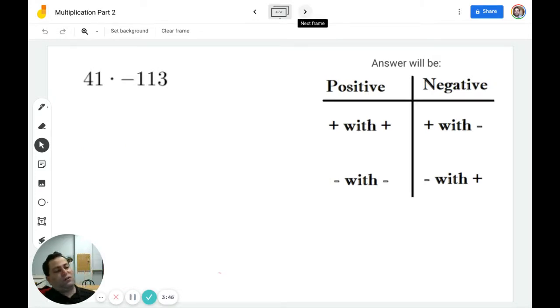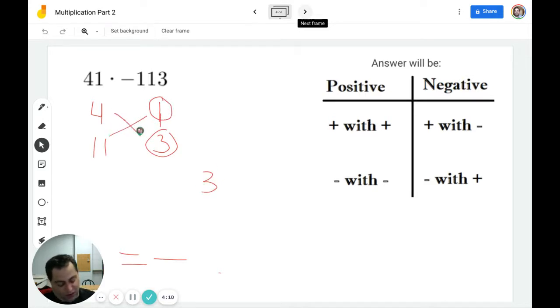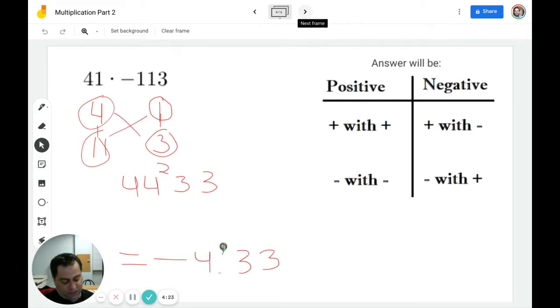My next example, I have 41 times negative 113. I'm going to write my box out like this. A 4, a 1, an 11, and a 3. It's a negative times a positive, so I know my answer is going to be negative. Start with 3 times 1, and I get 3. Cross multiplying, I get 11 plus 12 is going to be 23. And then 4 times 11 is going to be 44. Writing my answer out, I get 3, 3, 46.